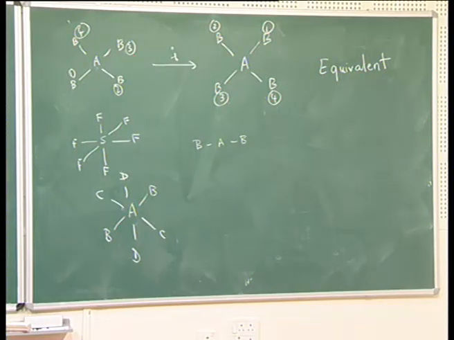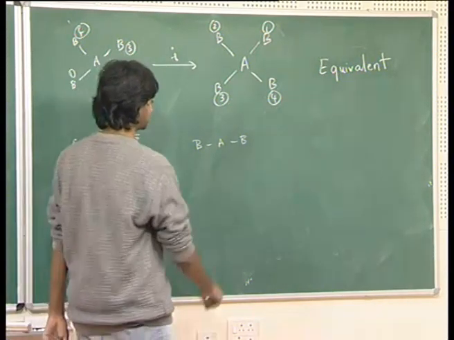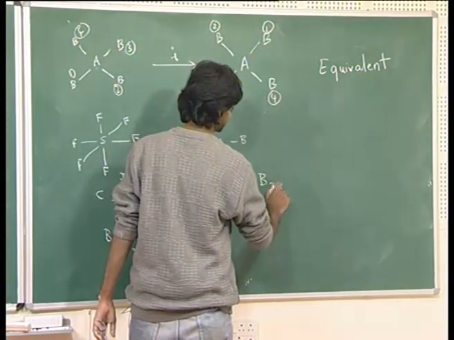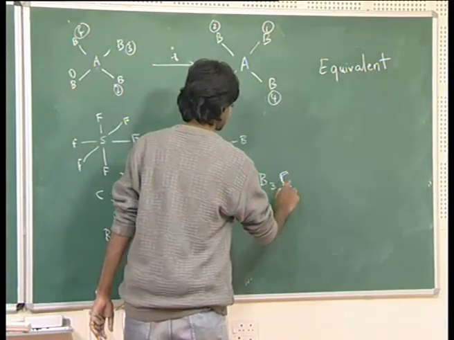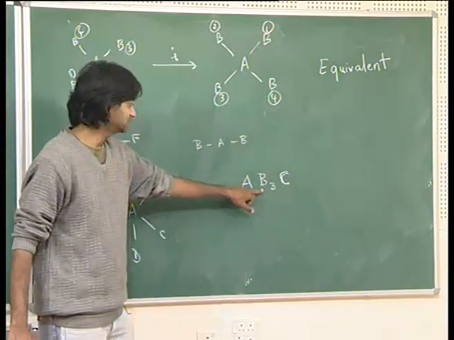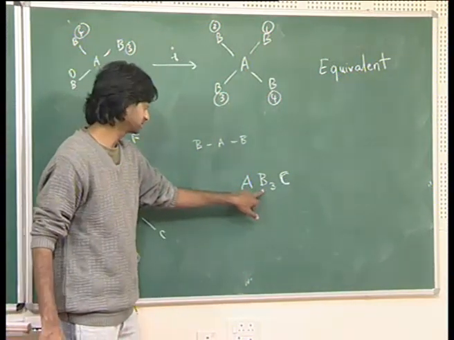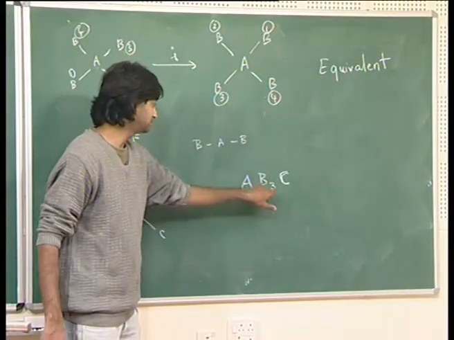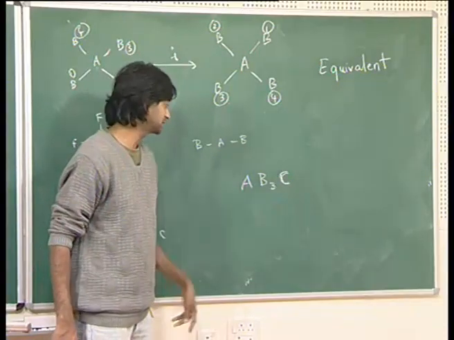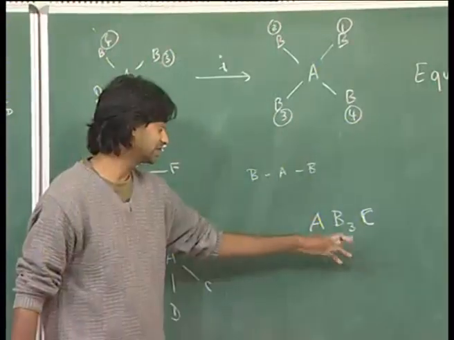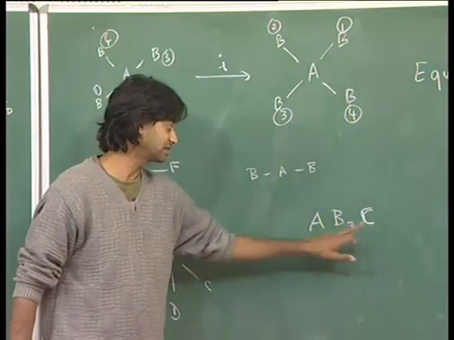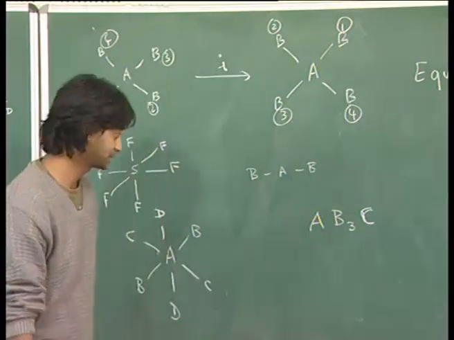So the point is, suppose you had a molecule like AB3C, then you know that this cannot have a point of inversion. Because if you take A as the center atom, then B and C do not appear in pairs. If you take B as the center atom, then clearly A and C do not appear in pairs. If you take C as the center atom, then A and B do not appear in pairs.